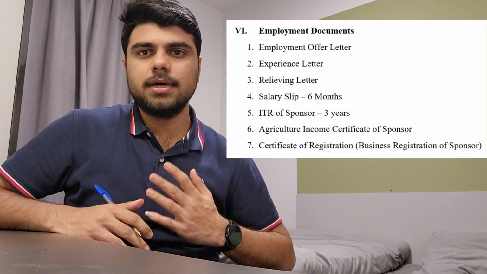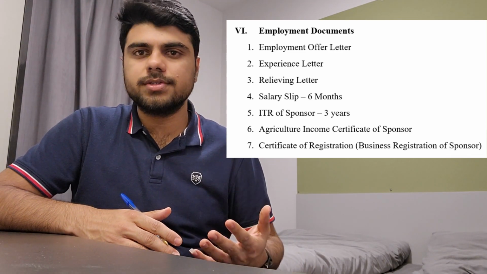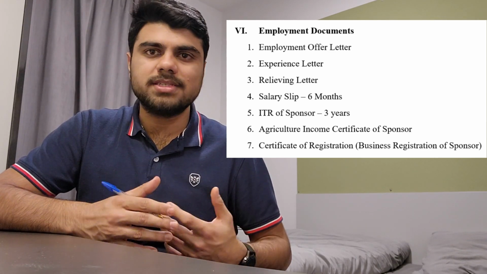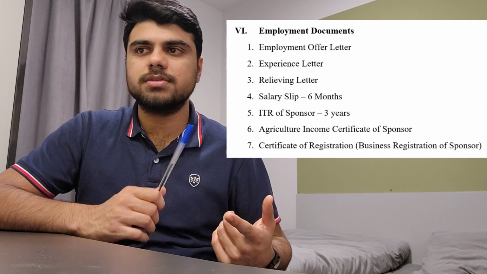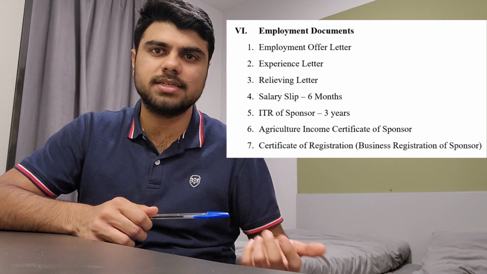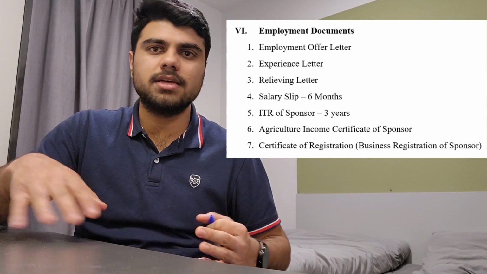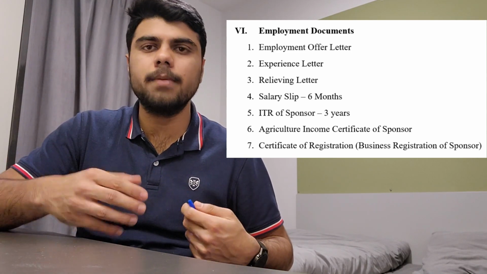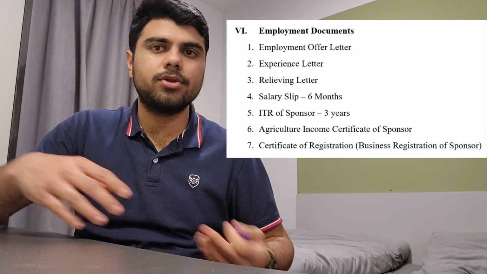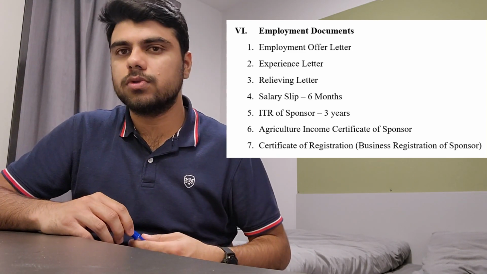So the next step is the employment documents. In my particular case, I've actually worked after my bachelor's degree for about 8 months. I worked full time. So the documents in relation to my employment are my employment offer letter, my experience letter, my relieving letter, and my salary slips of the past 6 months prior to the application. I provided a relieving letter because I had resigned by the time I applied for the visa. And again, this depends on the person. If you have done any employment, you can provide these documents. If not, no. And then comes the ITR of the sponsor.